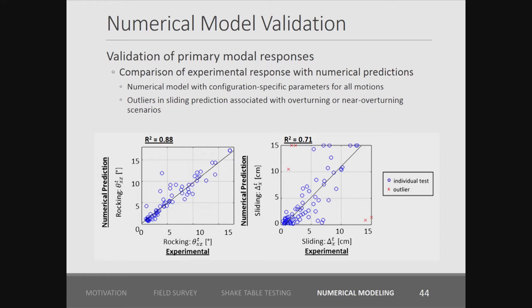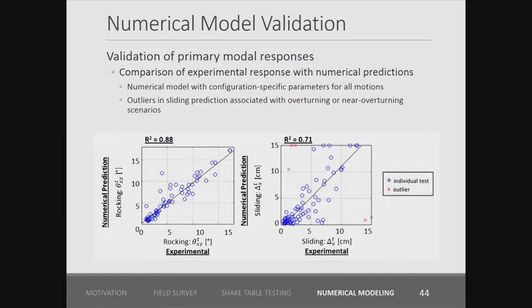However, this is contrasted on the right-hand side with increased scatter according to the sliding demands, where this increased scatter can be partially attributed to the continually evolving friction interface, including both the creation of as well as the smoothing of asperities in the marble due to both the rocking impacts and the sliding displacement. However, there are a number of noticeable outliers as shown by these red X points. And these outliers are attributed to cases of near collapse or overturning situations, which is a known point of instability for these types of rocking or freestanding structures.